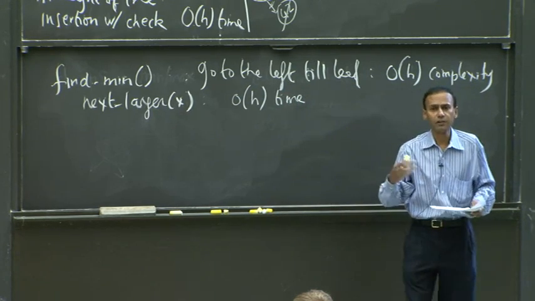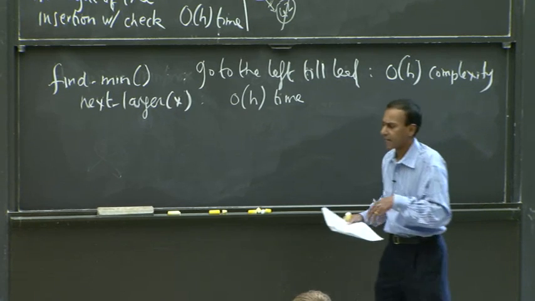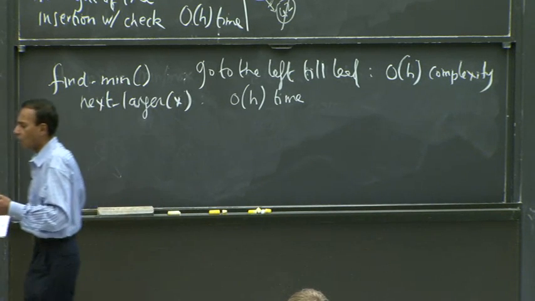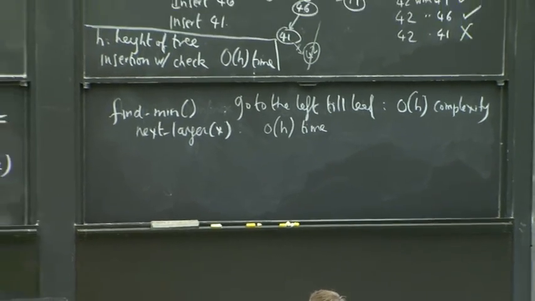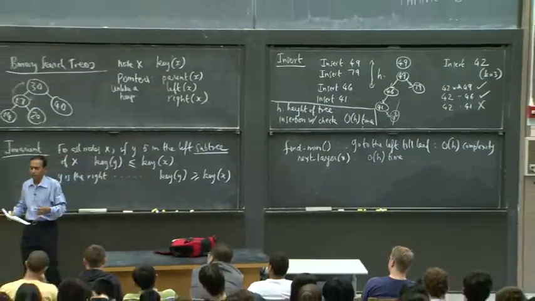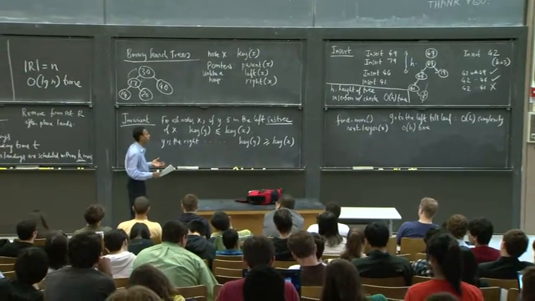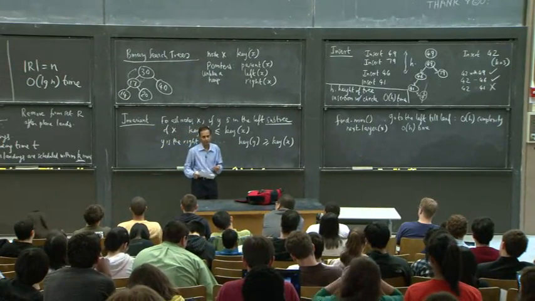What I want to do today, for the rest of the time I have left, is actually talk about augmented binary search trees, which are things that can do more and have more data in them than just these pointers, all right? And that should give you a sense of the richness of the binary search tree structure, this notion of augmentation.